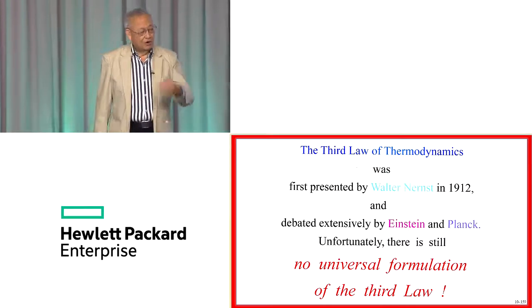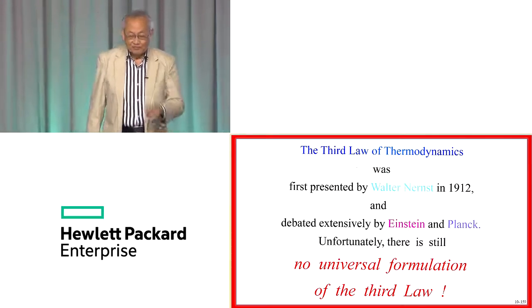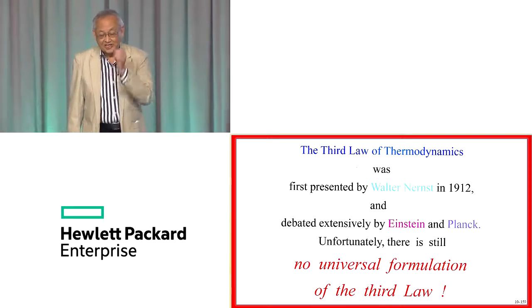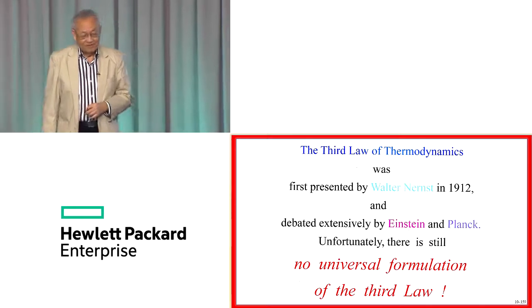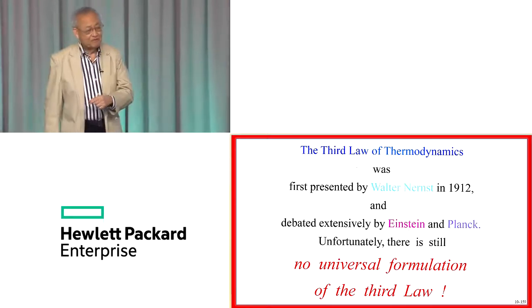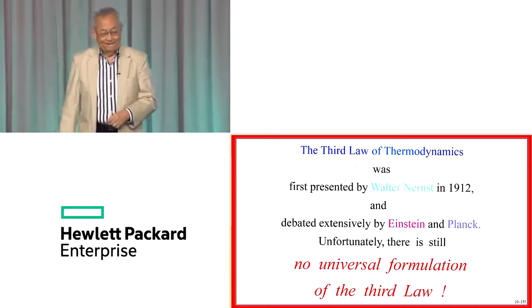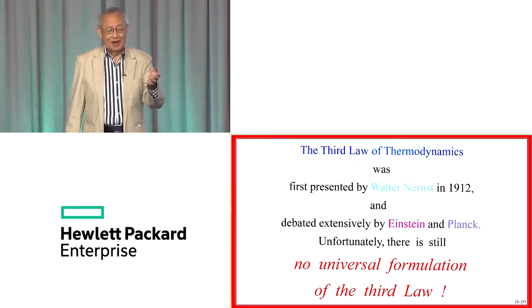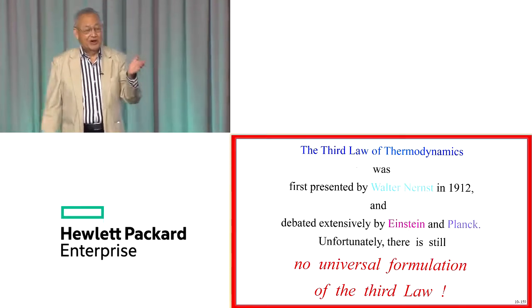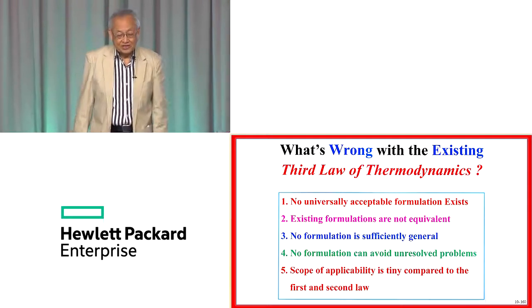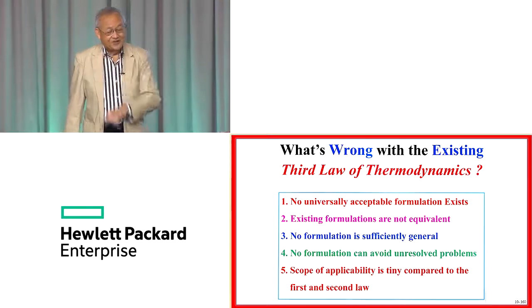The third law, or the Nernst theorem, was postulated by Walter Nernst in 1912 and has been debated extensively by Einstein and Planck. Unfortunately, there is still no universal formulation of the third law. Believe it or not, not many people know about the third law, and one reason may be that it's totally useless anyway for engineers. Okay, so what's wrong with the existing third law? There are at least five things I can think of.